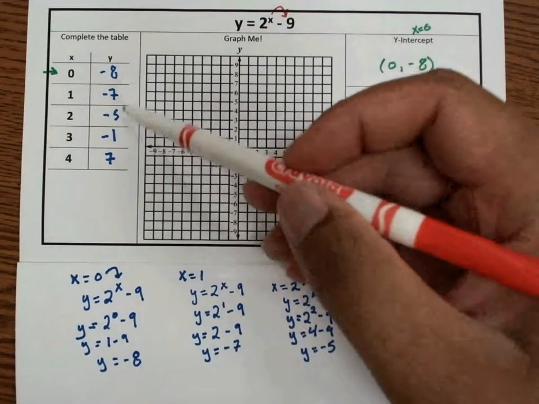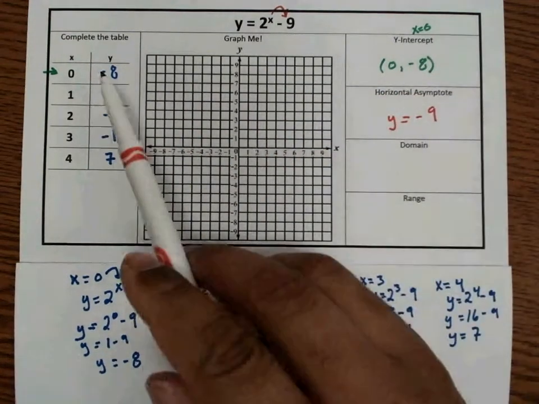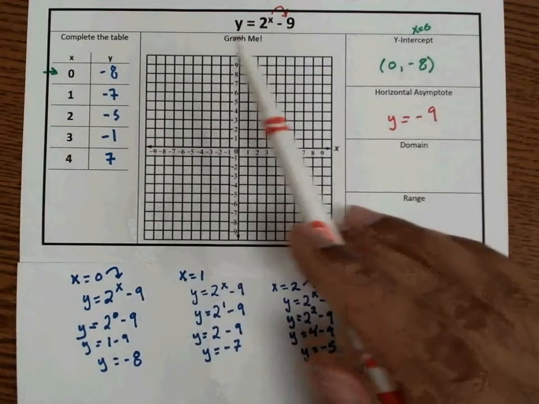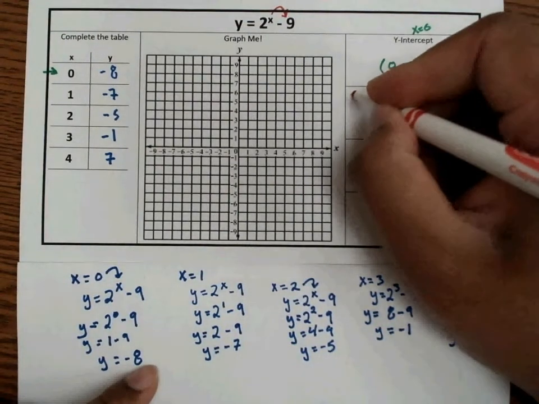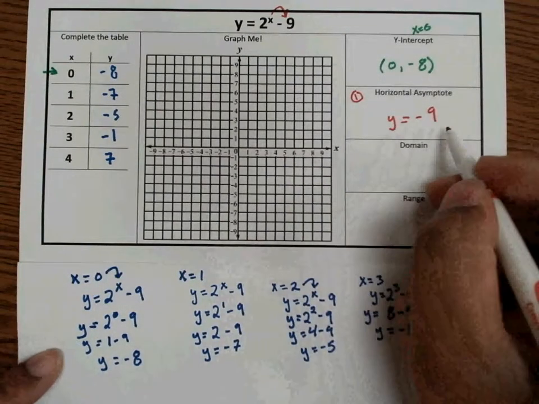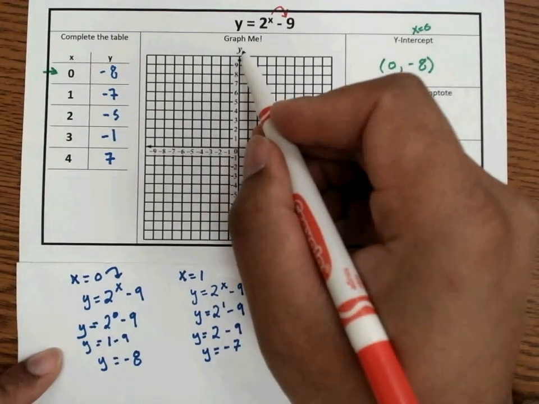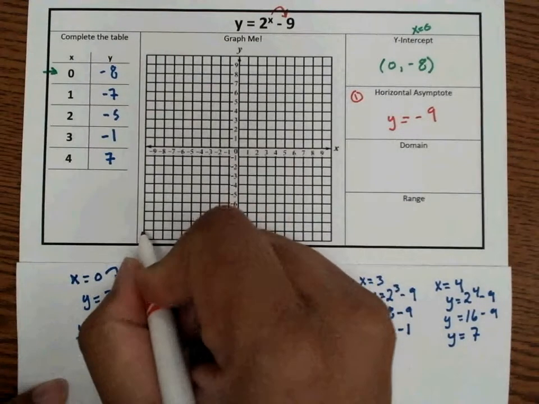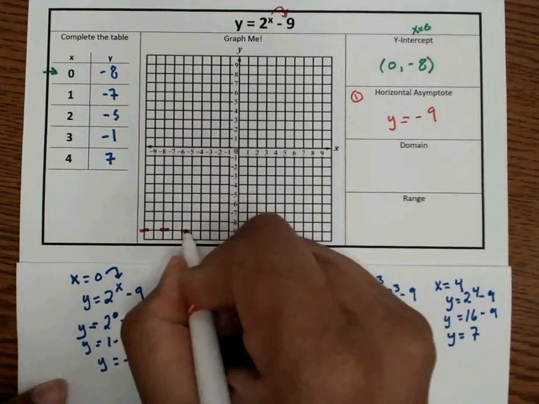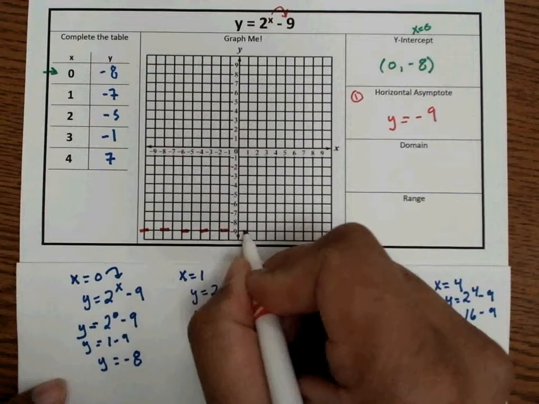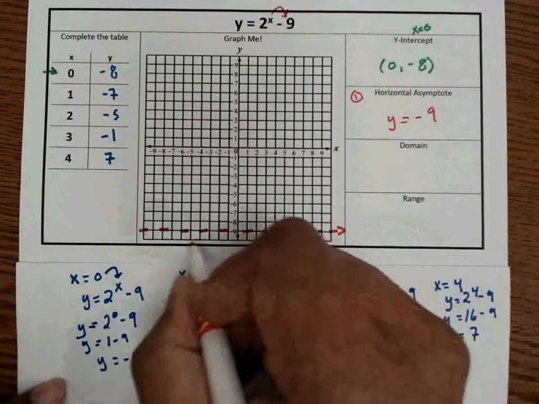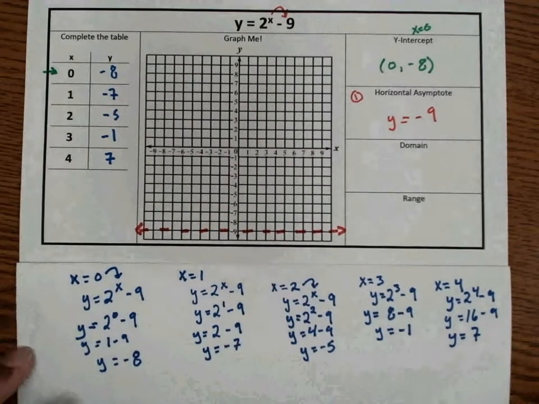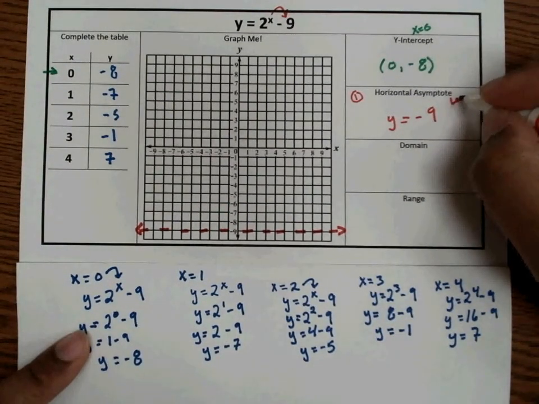So typically, once you have these 3 things, the table, y-intercept, and horizontal asymptote, you're usually pretty good to go ahead and graph it. The first thing you want to graph is the horizontal asymptote. So we have y is equal to -9. There's our y. We're going to go down to -9, and we're going to draw a dotted line. It's very important that it's dotted. Remember, the horizontal asymptote is the lowest point of the graph. It will never actually touch it. It will just get closer and closer to it.